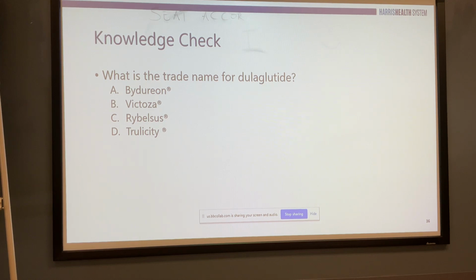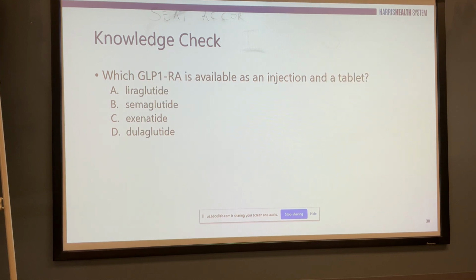So we'll go into some knowledge checks. Can I get a reader? What is the trade name for dulaglutide? Any takers? Trulicity. Alright, so Bydureon was the exenatide, Victoza was the liraglutide, Rybelsus is semaglutide.